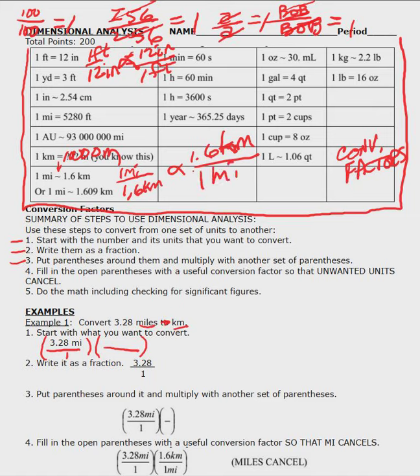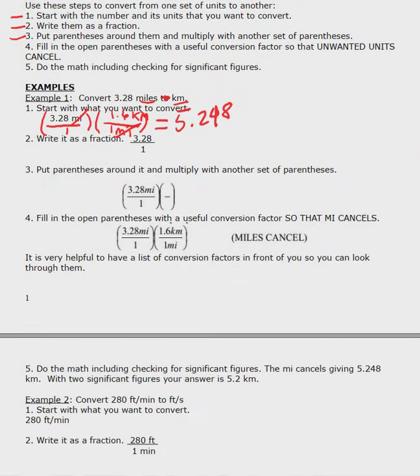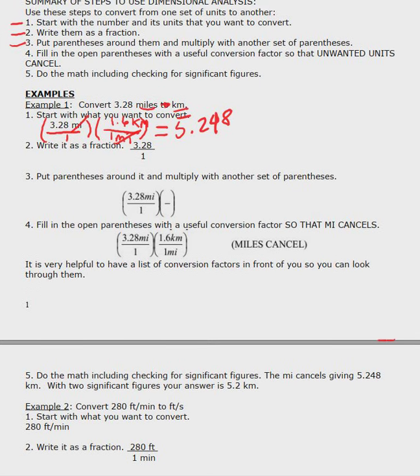So we want to cancel the miles. So the miles have to be on the bottom. So we're not going to take the first one. We're going to take the second one. So we're going to put 1.6 kilometers over 1 mile. The miles cancel. So now we're just left with 3.28 times 1.6, which is 5.248. What units do we have left? 5.248, and we have kilometers that are left because the miles have been canceled out. So that's what we're left with.